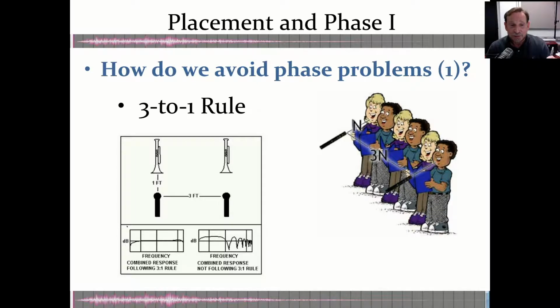The graphs at the bottom of this show what would happen if you have the 3-to-1 rule in place. That means you really don't see any negative effects. But when you don't have it in place, you get something that's called comb filtering. Now, I've got a video posted here so that you can actually hear at the end of it what that comb filtering sounds like when you have a microphone that's moving back and forth in and out of phase, and you'll hear the sound. So check out that video as well.